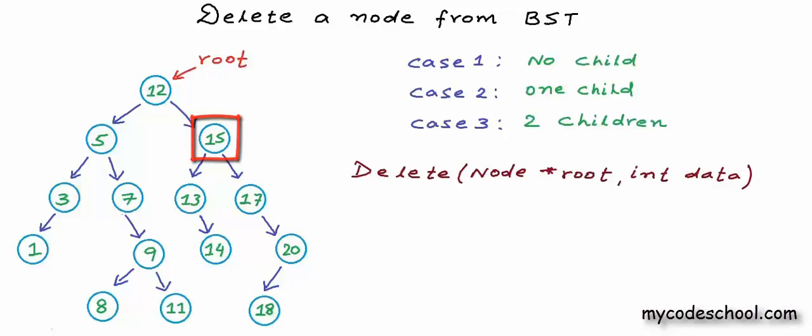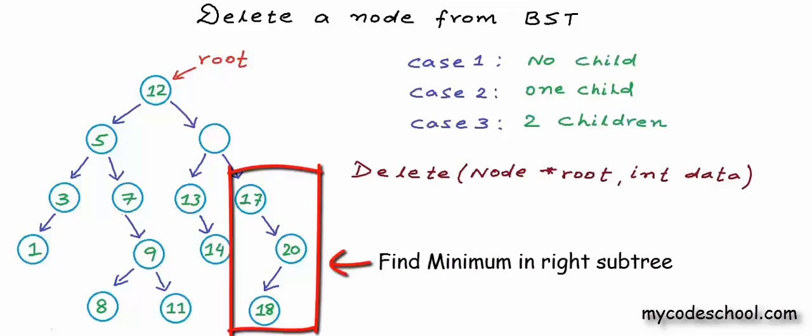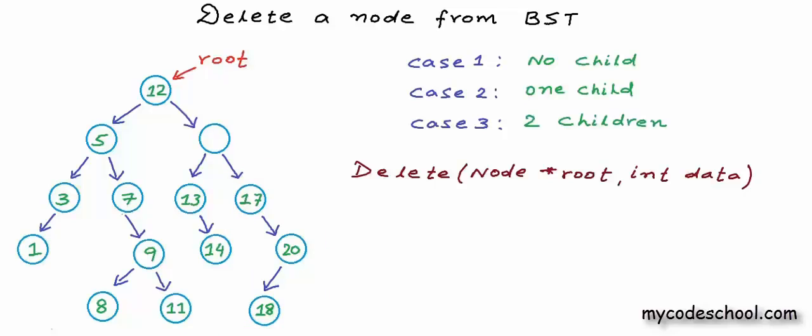What I'm going to do now is something with which I can reduce case 3 to either case 1 or case 2. I'll wipe off 15 from this node and I'll fill in some other value in this node. Of course, I can't fill in any random value. What I'll do is I'll look for the minimum in the right subtree of this node and I'll fill in that value here. Minimum in right subtree of this node is 17. So I have filled 17 here.